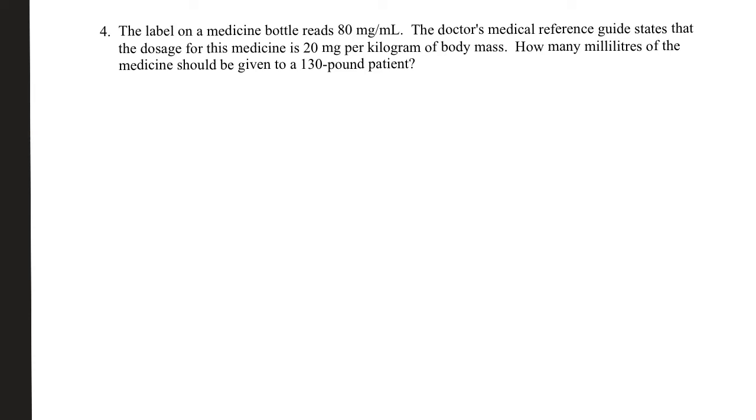The problem says that a label on a medicine bottle reads 80 milligrams per milliliter. The doctor's medical reference guide states that the dosage for that medicine should be 20 milligrams per kilogram of body mass. So for every kilogram that person weighs, they should be getting 20 milligrams. How many milliliters of the medicine should be given to a 130-pound patient?